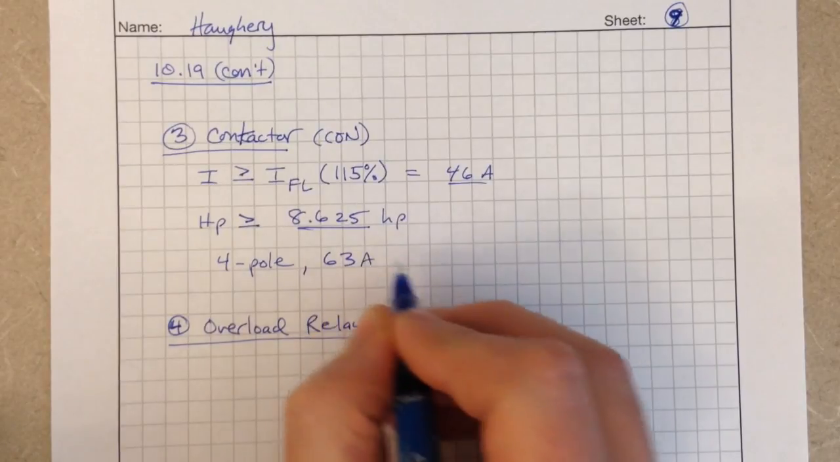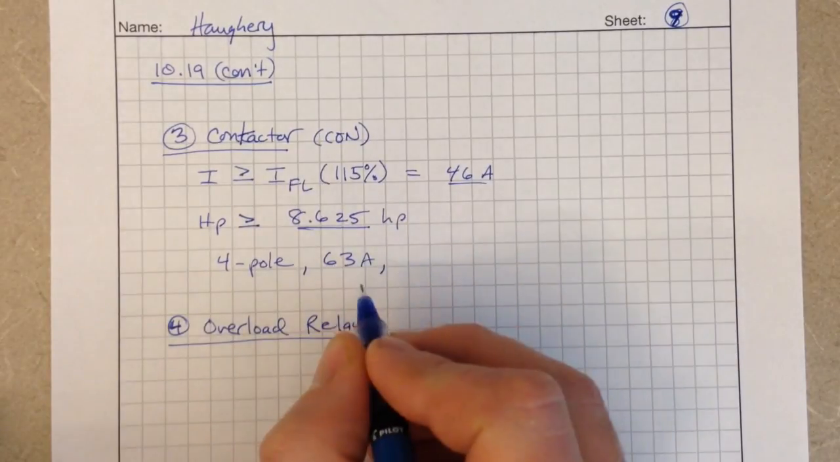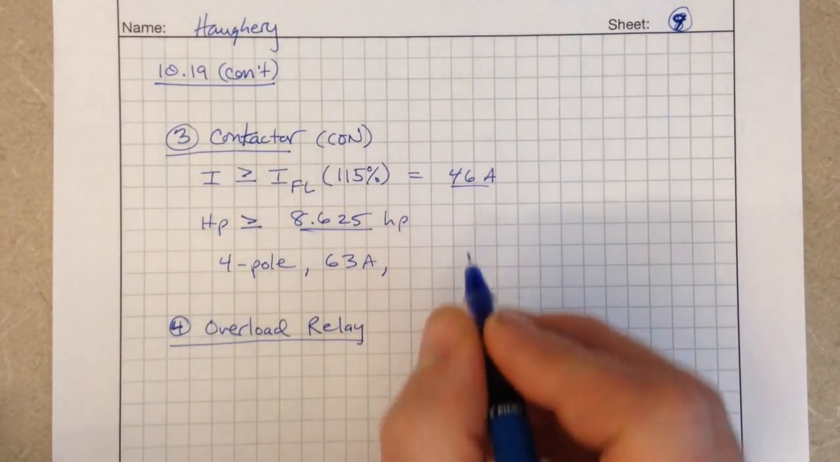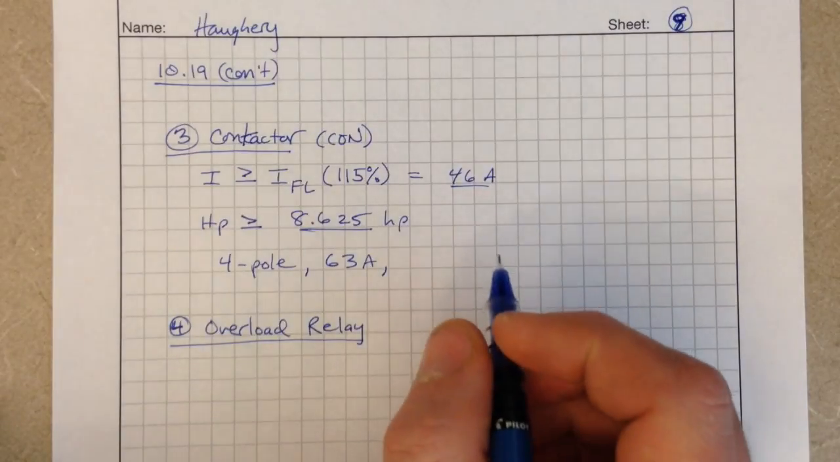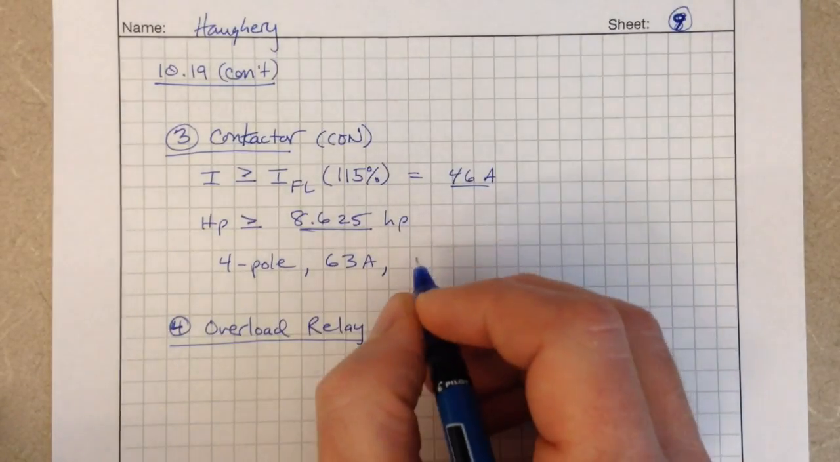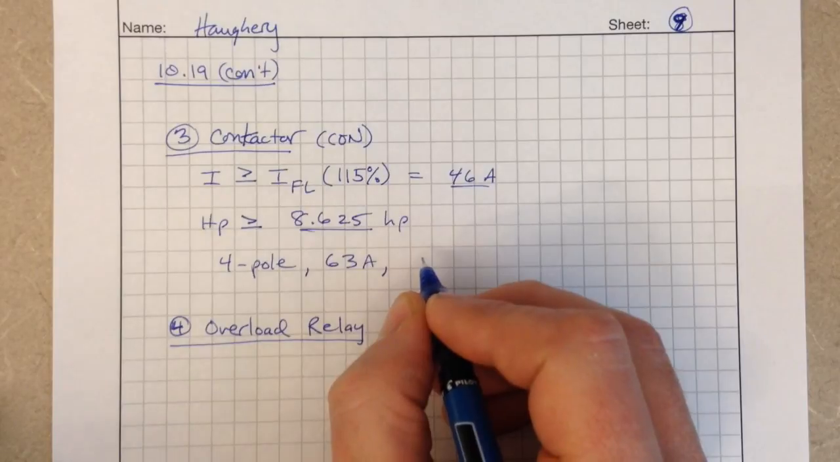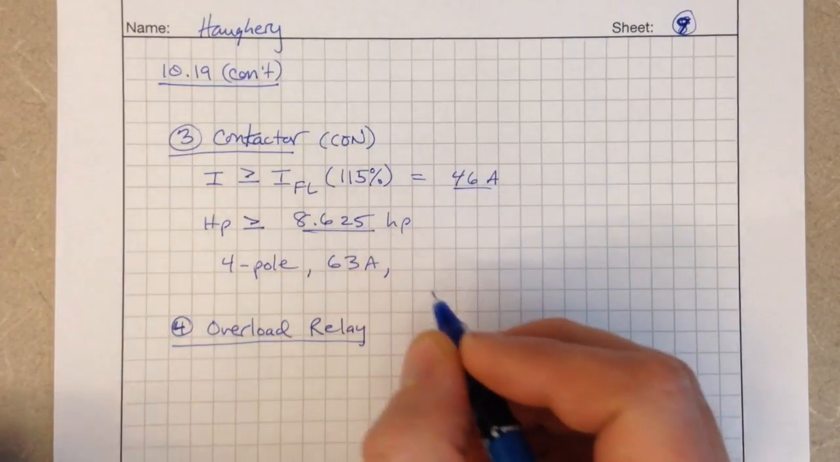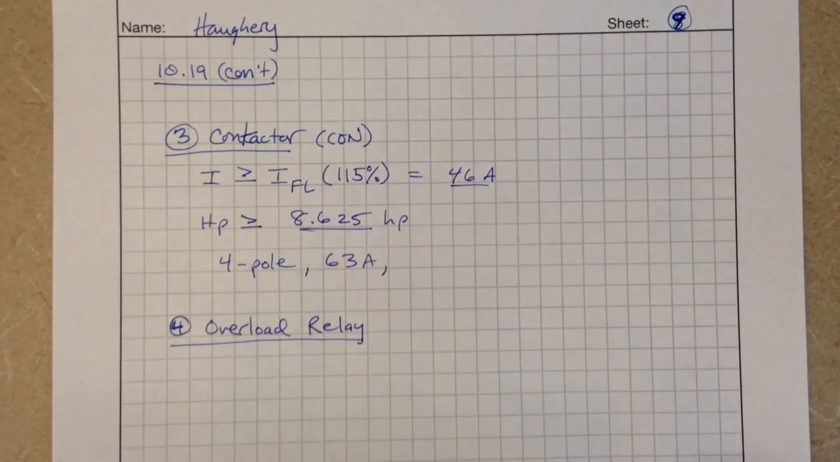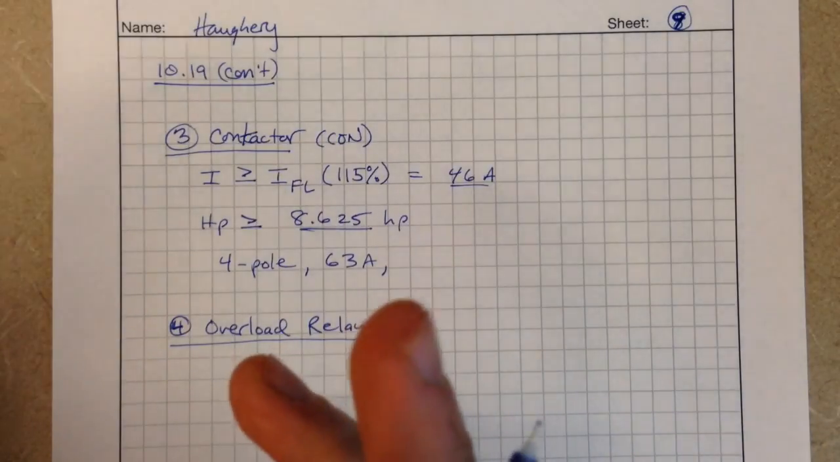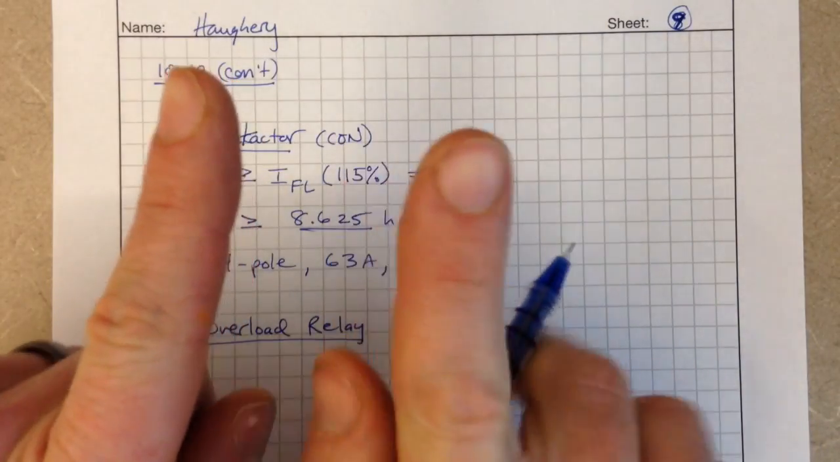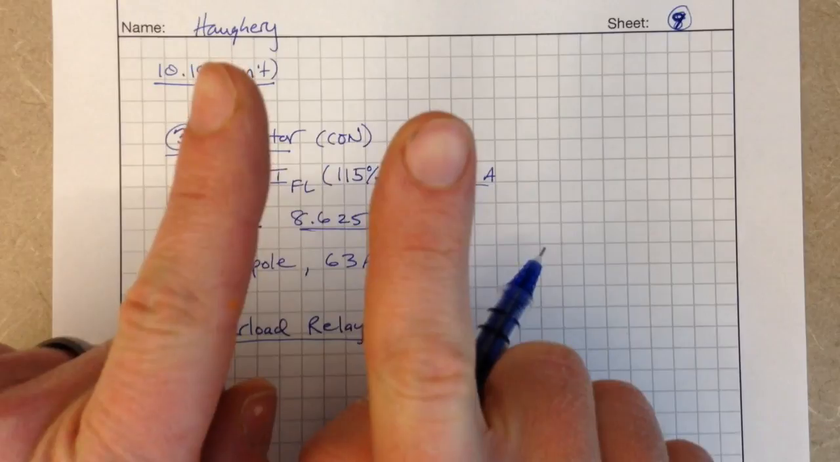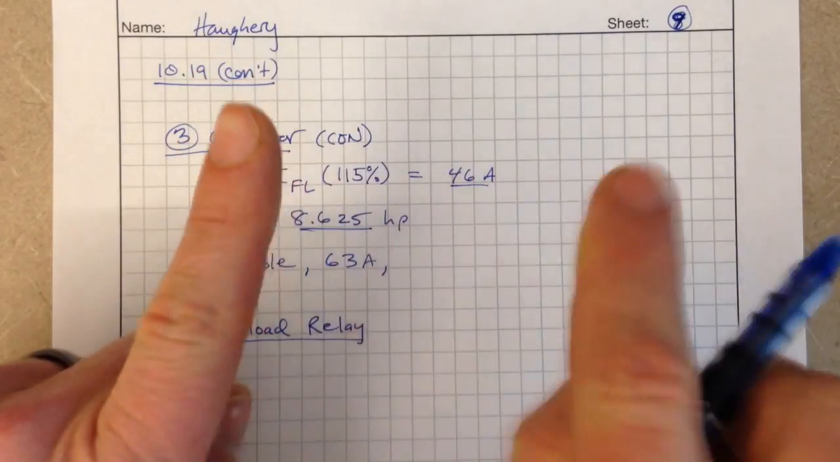Most likely you'll have a 63 amp. That's a common amperage value when you get up into the 40, 50 amp ratings. And then a coil voltage. Contactors have a coil that you use to energize. You put power to the coil and they close. So the contactor is open, you energize it, it closes, and current goes through it.